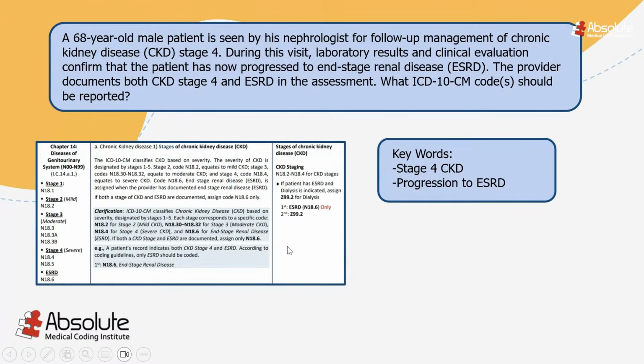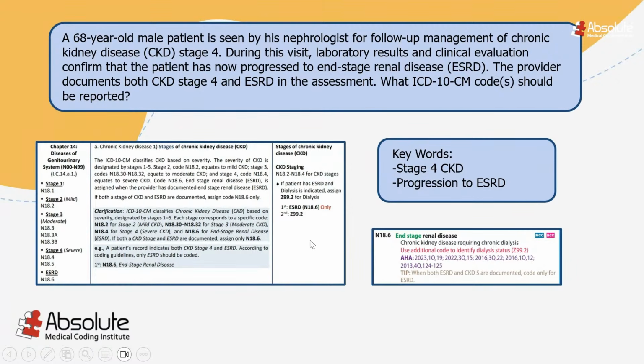So with that being said, our one and only code we are going to use to best report or best describe this scenario is going to be that N18.6, that end stage renal disease. It also says right here, if both chronic kidney disease stage and end stage renal disease are documented, assign only code N18.6. So if you read anywhere on this guideline, you can see that even though the provider documents both the chronic kidney disease and end-stage renal disease, you only need to code for that N18.6.